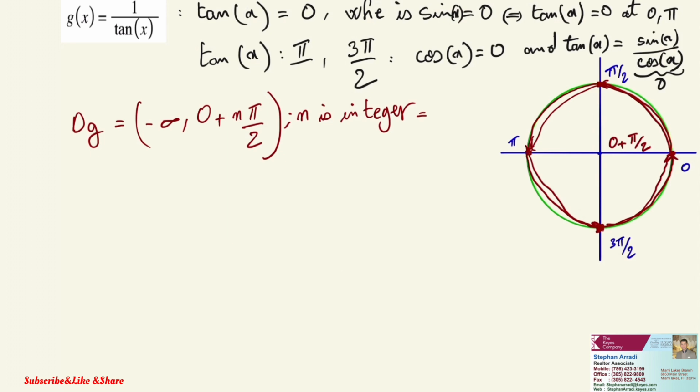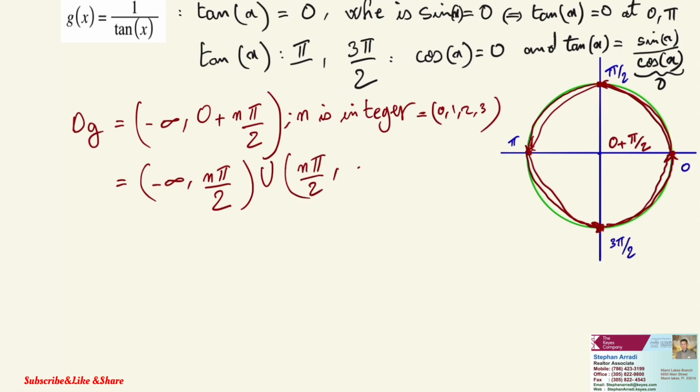So what does it mean? It is 0, 1, 2, 3, and on, keep going. So therefore this is the domain, therefore it will be negative infinity, n pi over 2, union n pi over 2, infinity. So this is the domain.